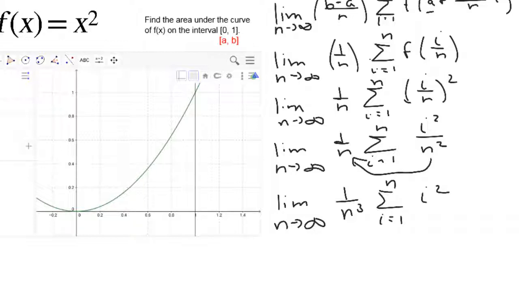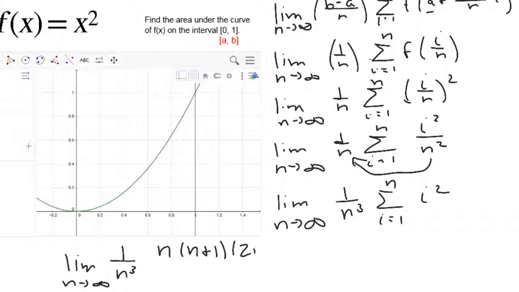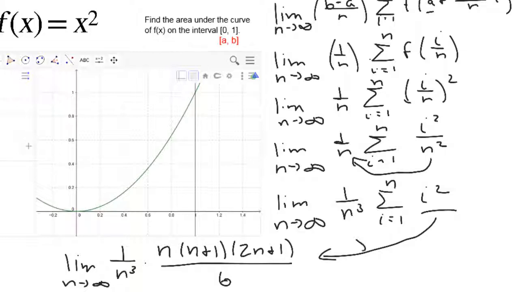And I know what the sum of i squared is. I'm going to carry that on down here. The limit as n approaches infinity of 1 over n cubed times n times n plus 1 times 2n plus 1 over 6. Again, this to that is property 5.